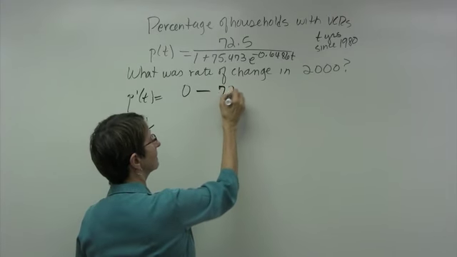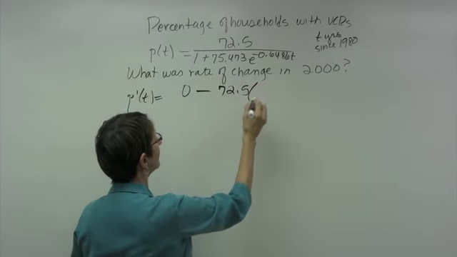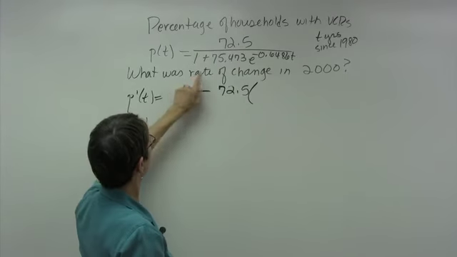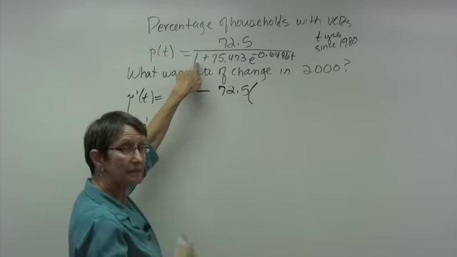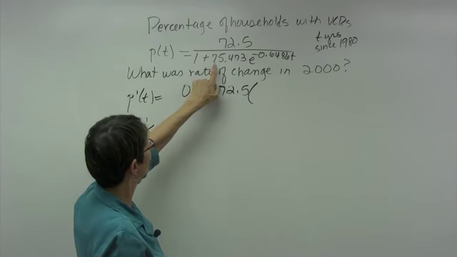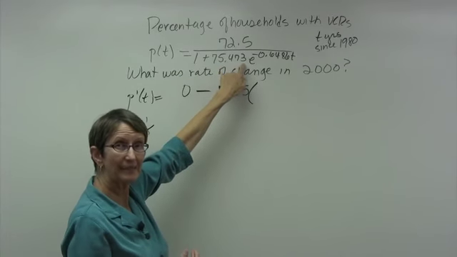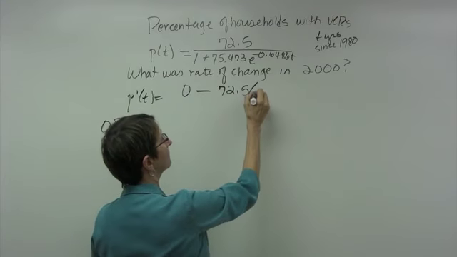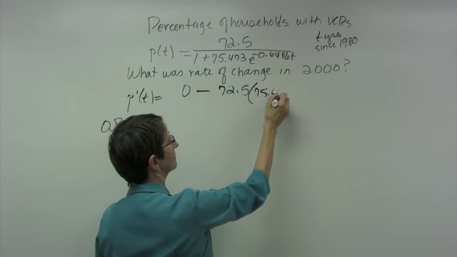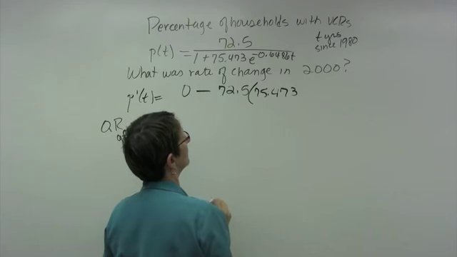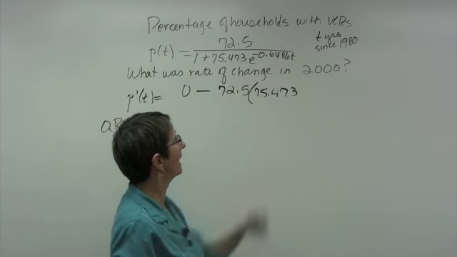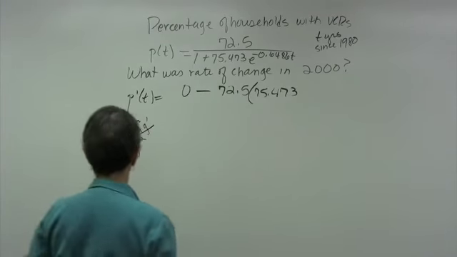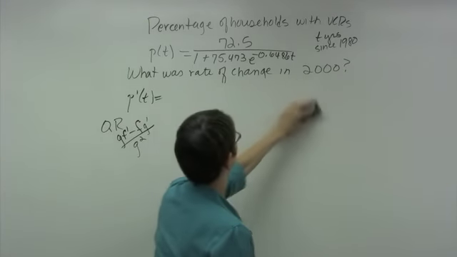So it is 72.5 times the derivative of the denominator. 1, derivative is 0, plus 75.473 is a constant multiplied by that. So I have the constant multiplier times e to that power, but that's really going to give us a lot of long stuff.